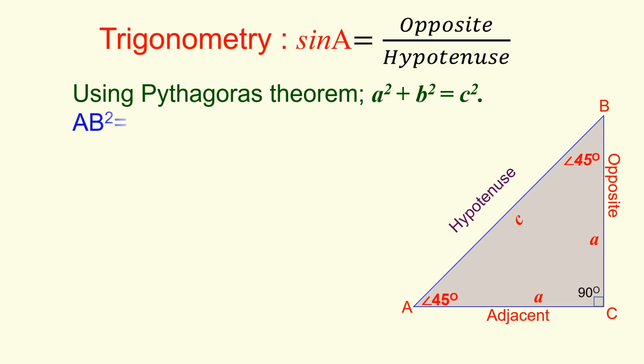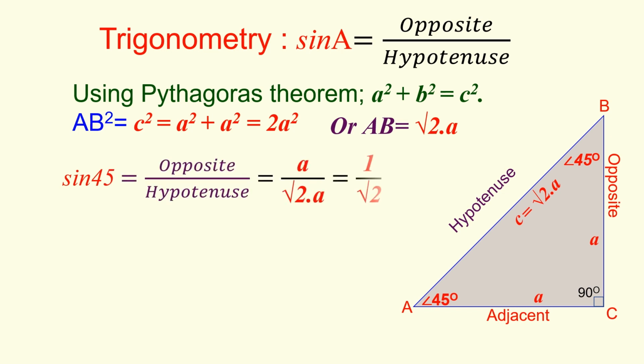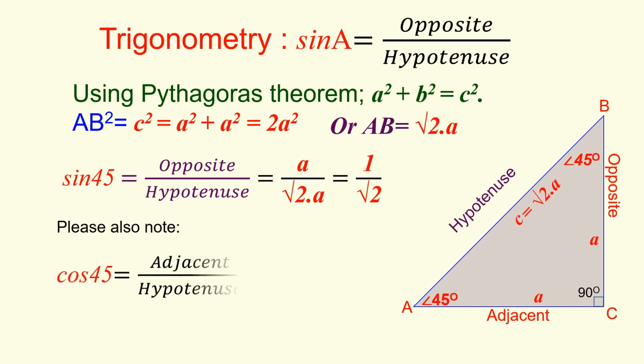Using Pythagoras theorem, AC square plus BC square equals AB square, or AB square equals AC square plus AC square, or AC equals under root 2. Note here sine of 45 degrees equals 1 by under root 2, and cos of 45 degrees equals 1 by under root 2.